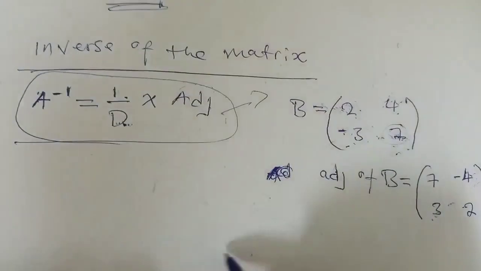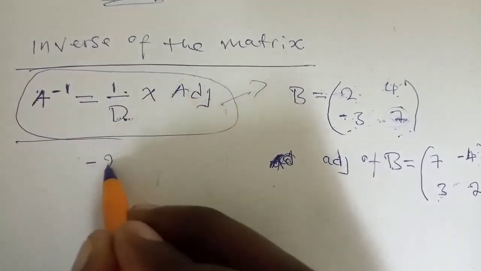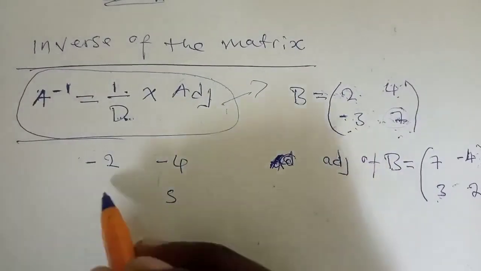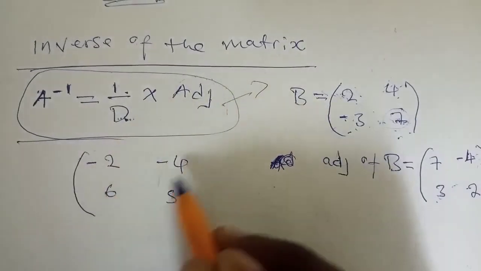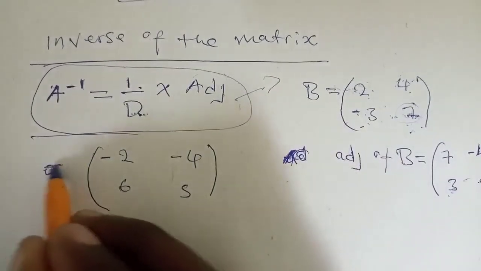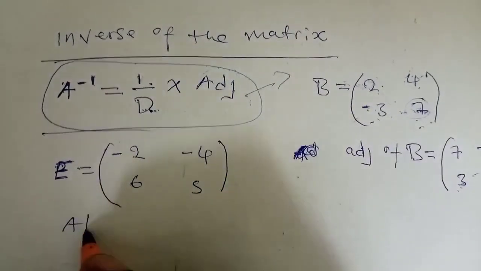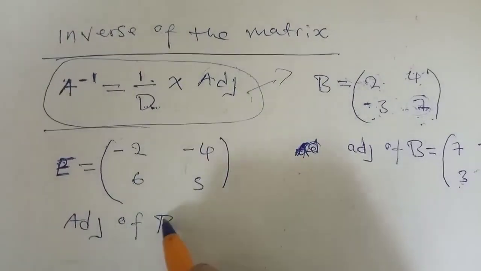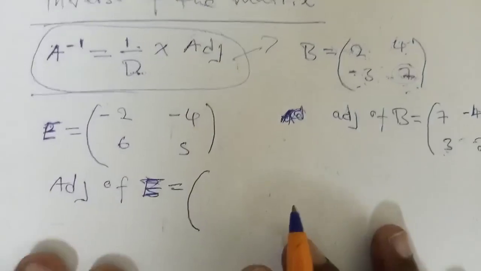Okay, so let's say when you are given this question, we have -2, -4, then +5, then we have +6, like that. So let's say it is matrix E. So when you're told to find the adjacent of matrix E, the adjacent of matrix E is equal to the adjacent of matrix E.